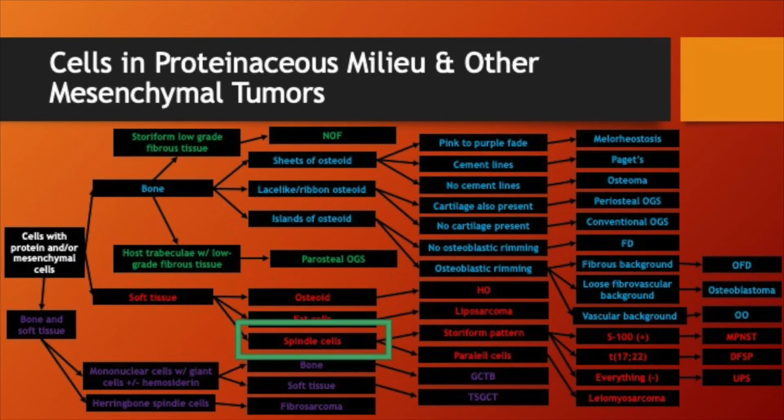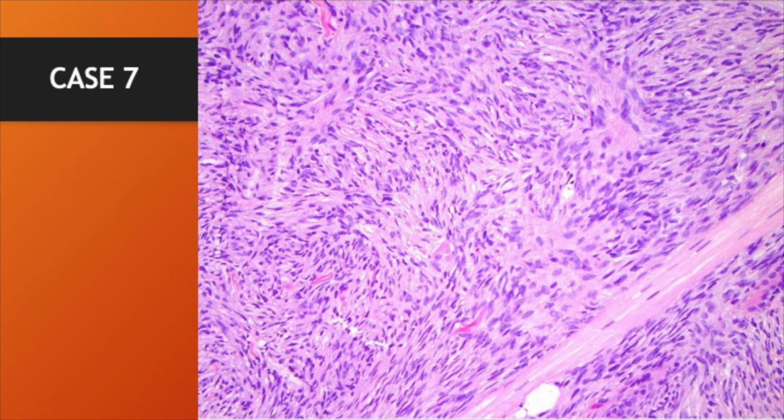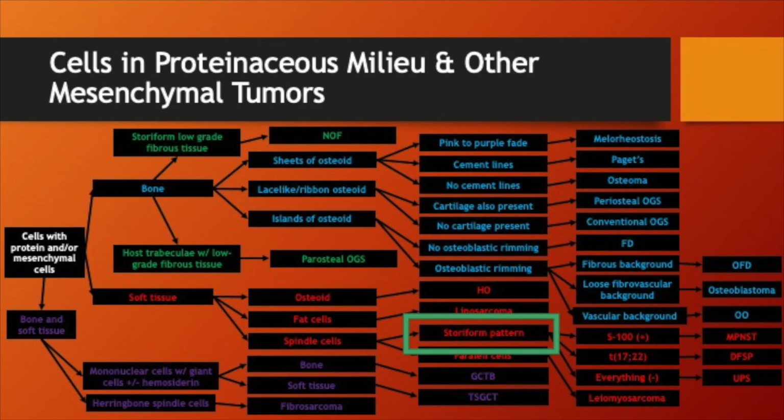So the next thing is, do we have a storiform pattern, or are these cells all arranged in relatively parallel fascicles? You need to be able to recognize a storiform pattern, which has been described as a helicopter landing in a wheat field, which I think is an excellent descriptor. And that's exactly what we have here. We have cells going every which way. They're all over the place. It almost looks like they're swirling and whirling. So you do need to be able to recognize that, but this is a storiform pattern. So that's where we're going to go with this.